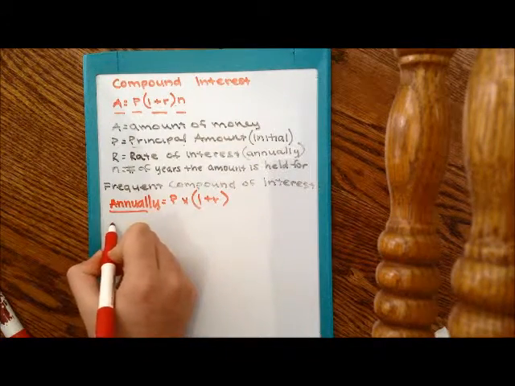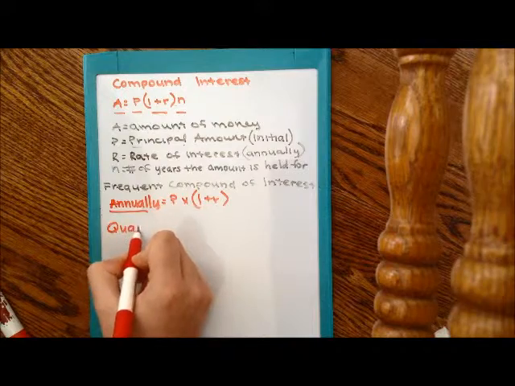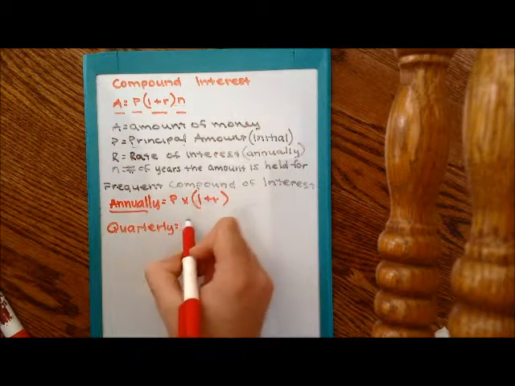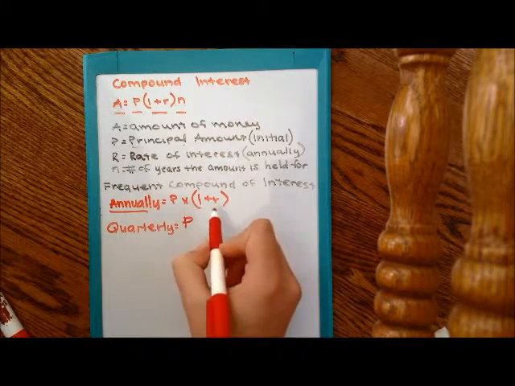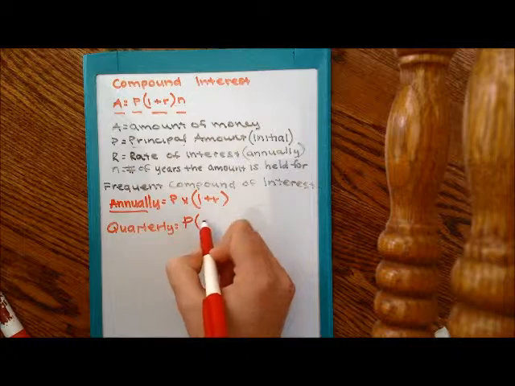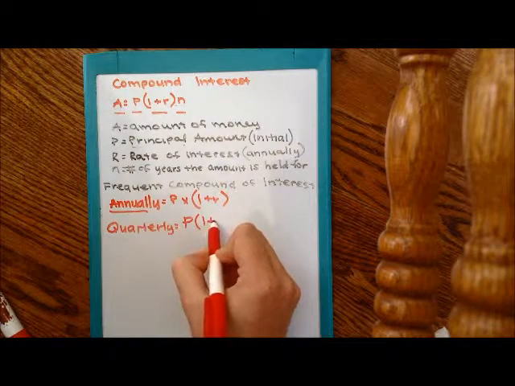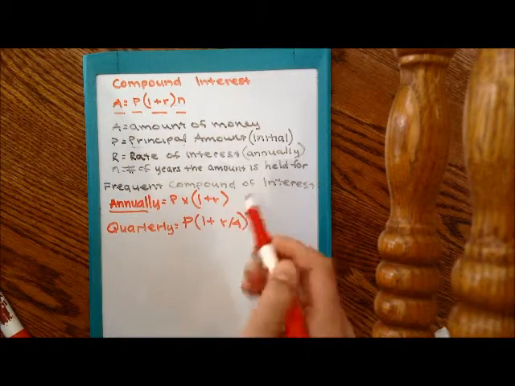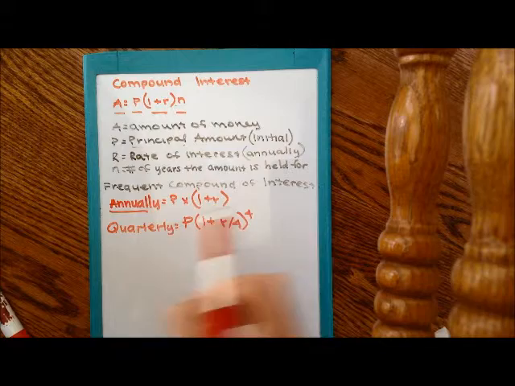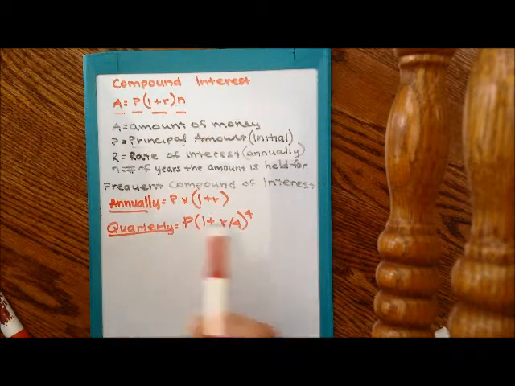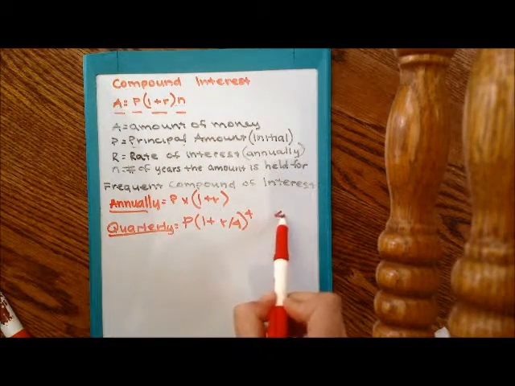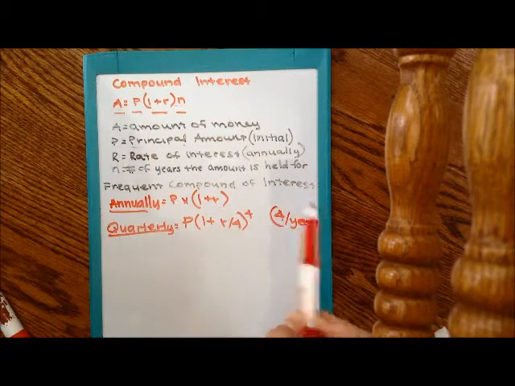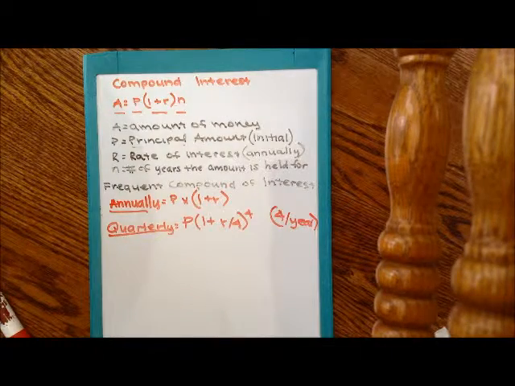Then for quarterly compounding, we're going to change it up. So P times (1 plus R over 4) to the fourth. And that's for quarterly, and we can remember that because quarterly is 4 times per year. So we can remember that that's why we use the 4s.